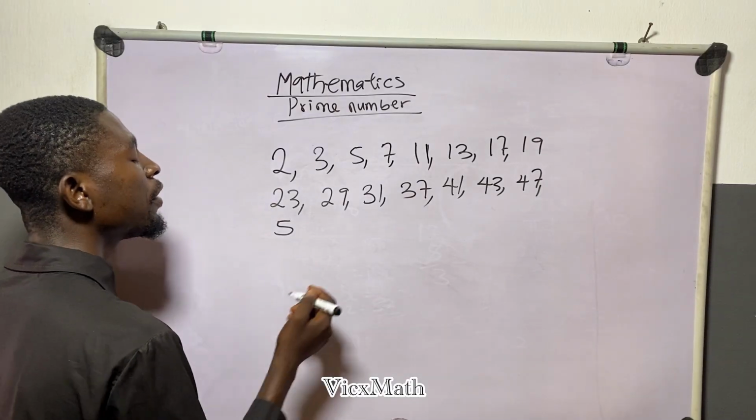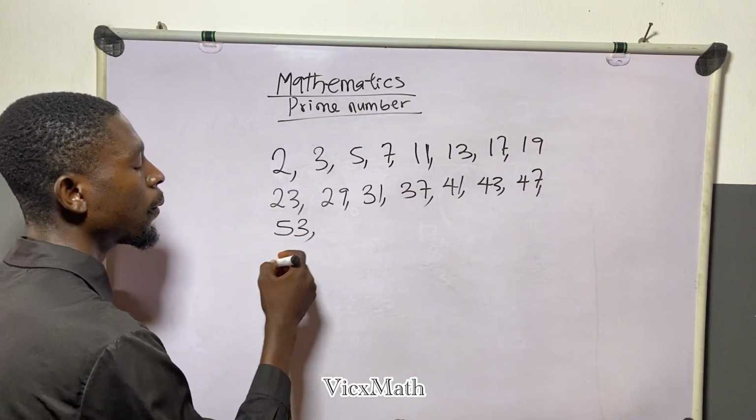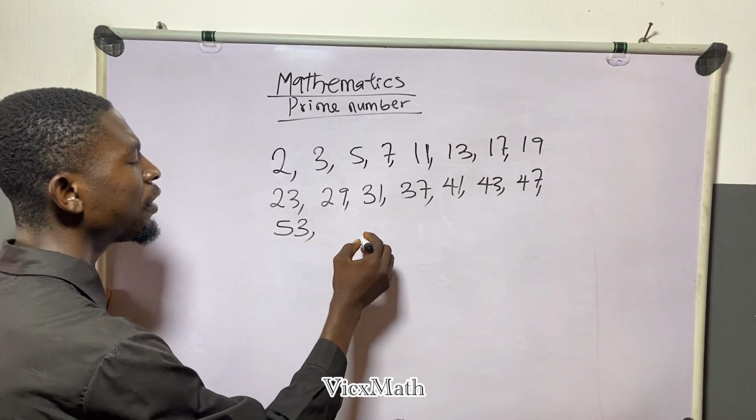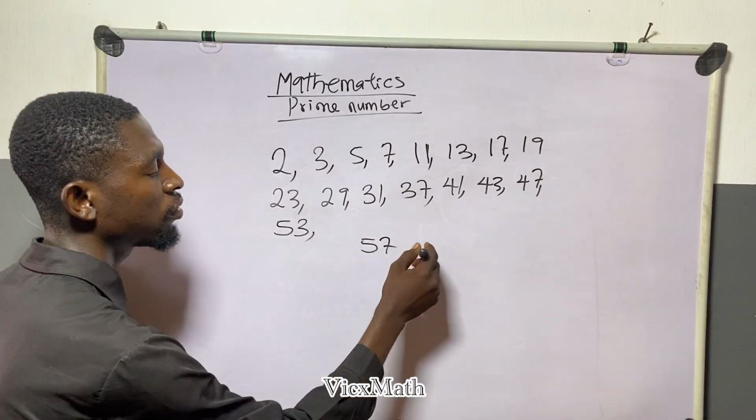51 is not a prime number. 53 is a prime number. So we'll go to 59. 57 cannot be a prime number. I hope you know, because if you add this together, it will give us what? It will give us 12.